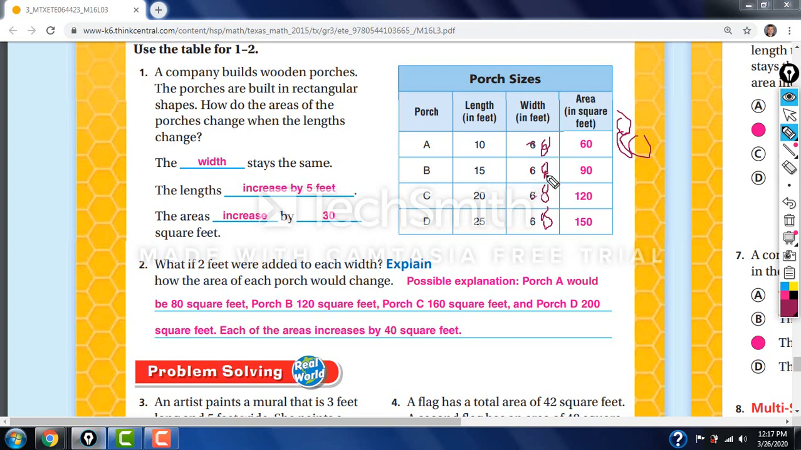And again, 15 times 8 is what? 15 times 8 for porch B, yes, 120. Porch C now, it's what? 160. And porch D would be 200, because 25 times 8 is 200. Then I look at my pattern of the areas. What changed? They're adding 40 square feet to each one.